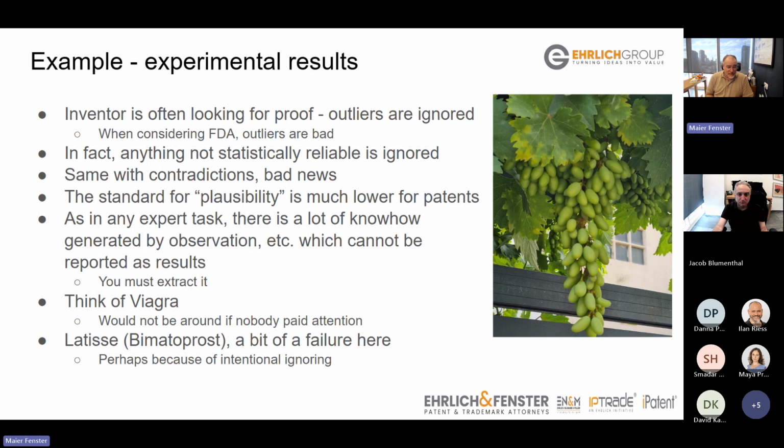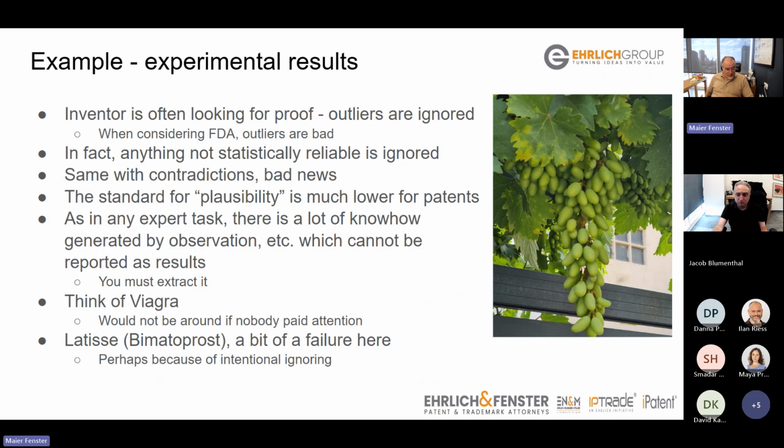No, it's not. They have a lot more information that they're not telling you. Usually when somebody does an experiment, the inventor is looking for proof, which means outliers are ignored. And if you're talking about FDA, you don't want them to happen. And if it's not statistically reliable, it can't go into your scientific paper. Any contradictions are bad. So there's an intentional blindness. What inventors do not understand is that the standard for plausibility is much lower for patents than for scientific papers or for FDA.